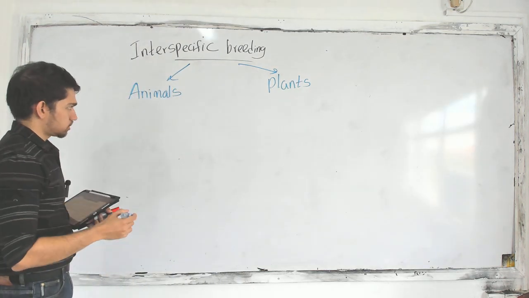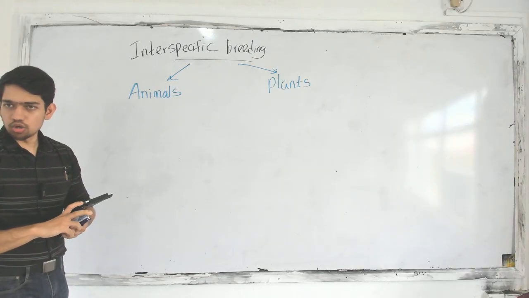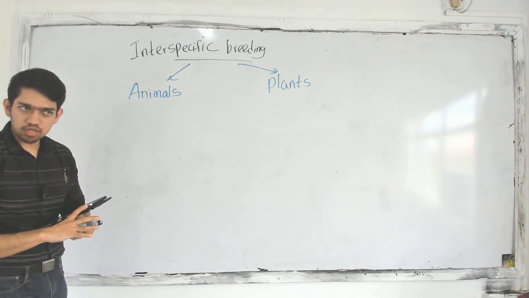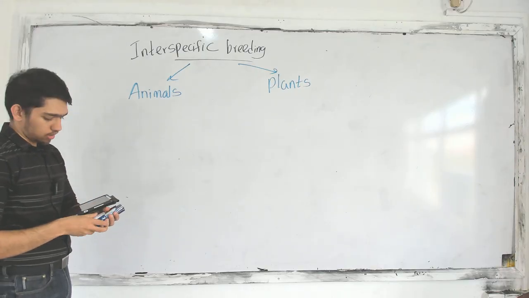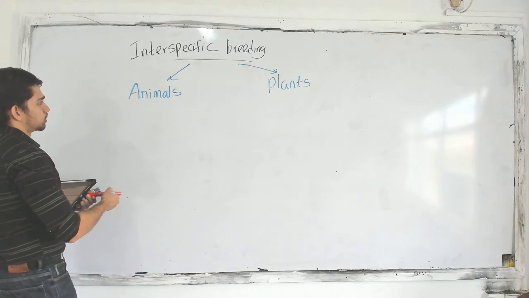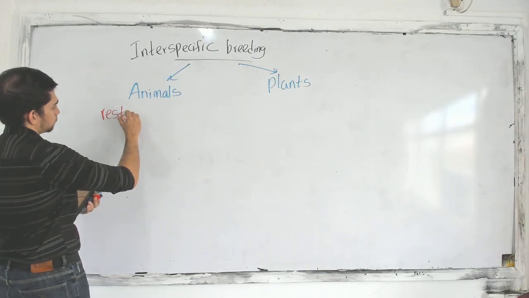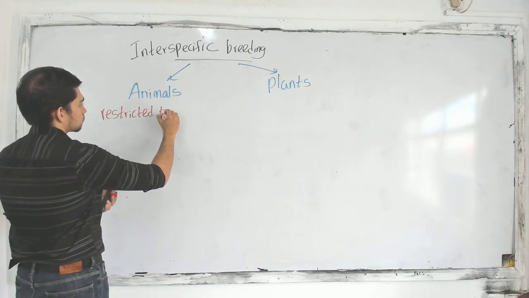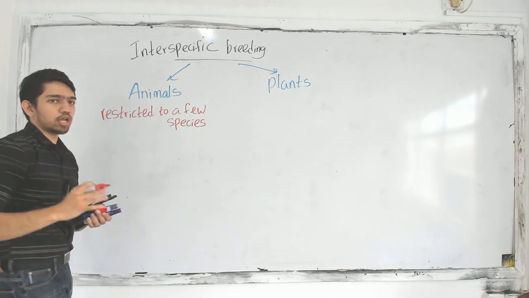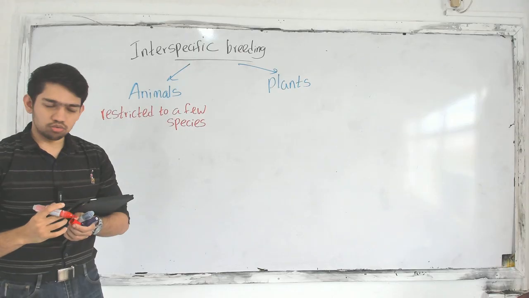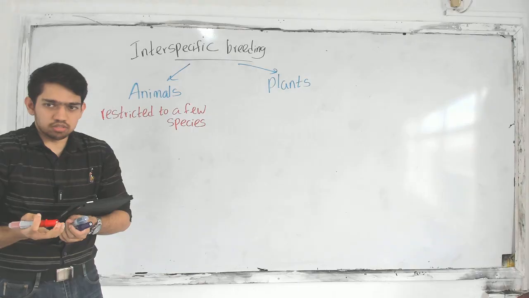Let's talk first about animals. In animals, it's not very successful. You can't easily cross between animal species. You can, but the progeny is going to suffer. You can only cross a few species, so it is restricted to a few species. It makes sense, right? Even if you take mammals, there are so many differences. You can't cross maybe a monkey and a cat. Even though they are animals, you can't cross them.